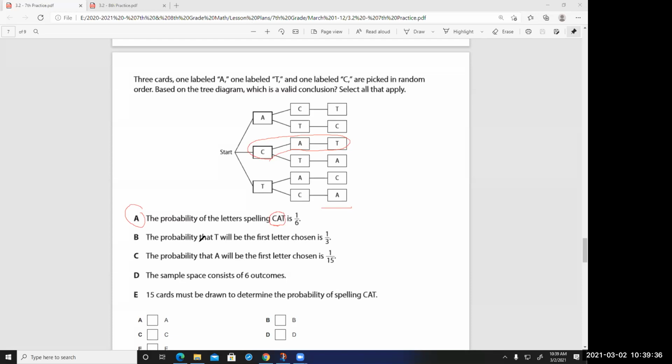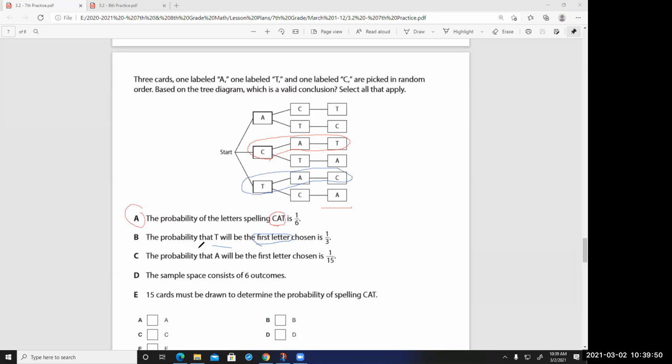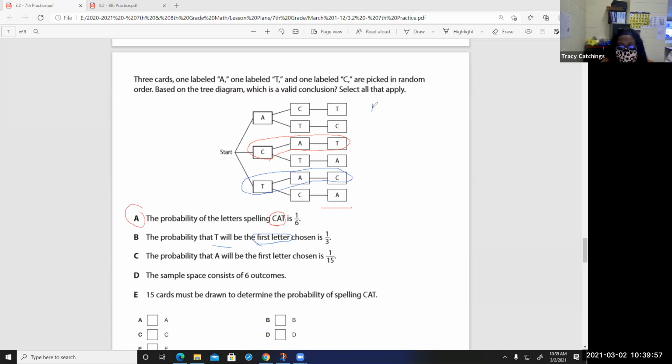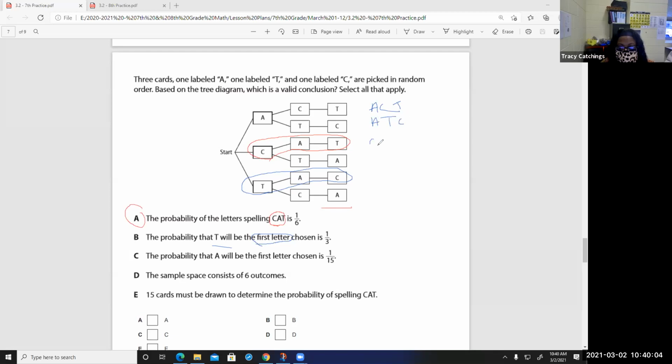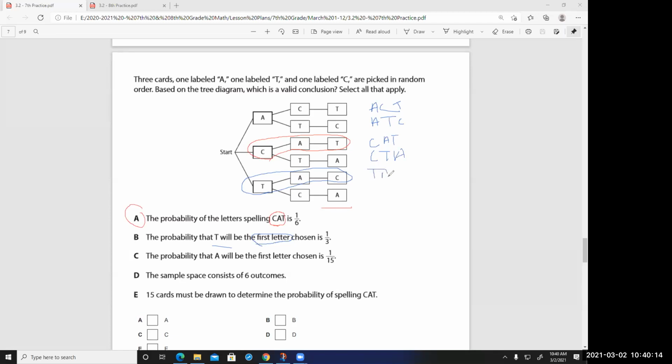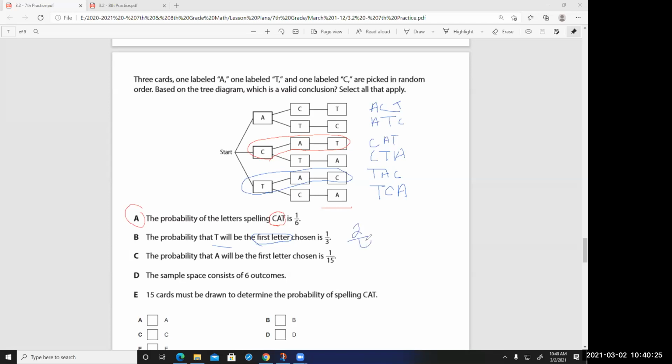All right, part B asks the probability that T will be the first letter chosen. Be more specific. Read it to me. T-A-C. That's the only one that starts with a T. So it looks like we need to write them out. A-C-T, A-T-C, C-A-T. What's next? C-T-A, T-A-C. What's next? T-C-A. Okay, so how many times did we start with the first letter being a T? 2. Make sure I write it out.